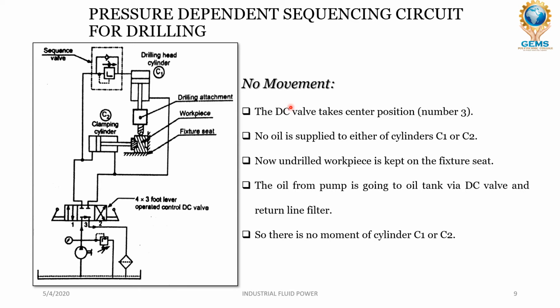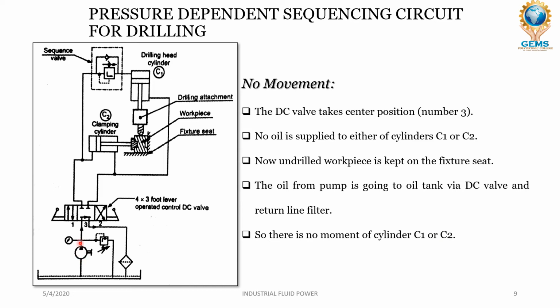Now we are going to see the no movement operation. The DC valve takes center position, that is number 3. This is the number 3 position of the DC valve. No oil is supplied to either of cylinders C1 or C2. When this position is in action, no oil goes through C1 and C2. Now the undrilled workpiece is kept on the fixed sheet. The workpiece is still kept on the fixed sheet. The oil from the pump is going to the oil tank via the DC valve and return line filter. So there is no movement of cylinders C1 and C2.